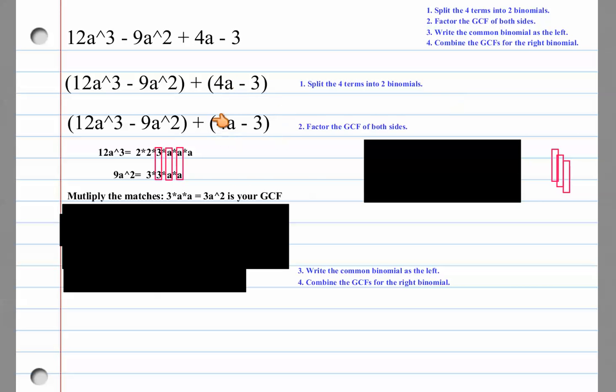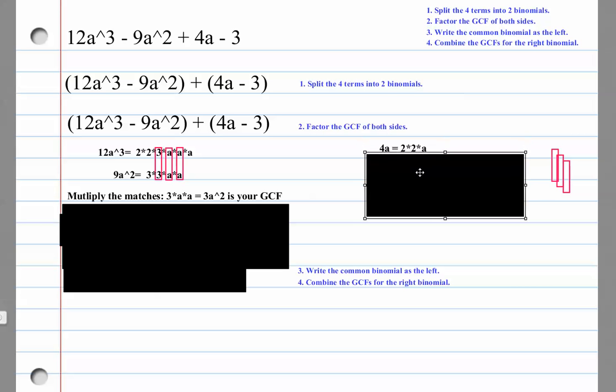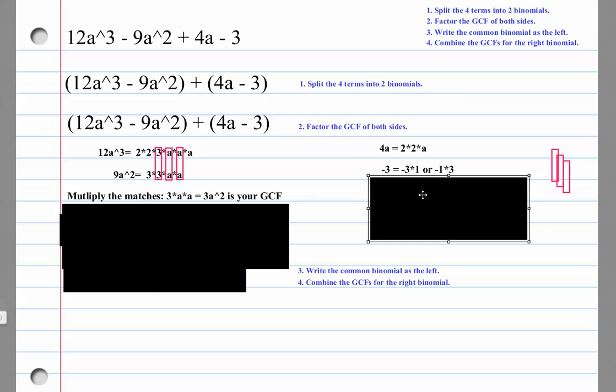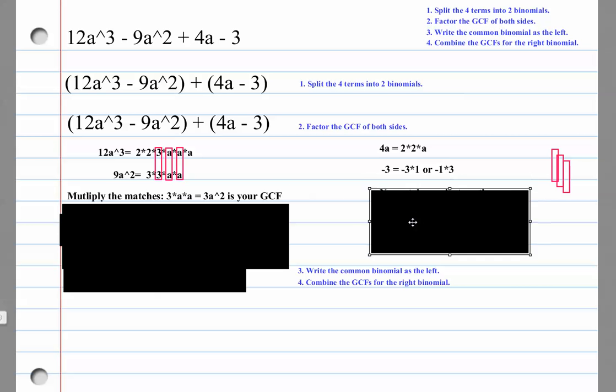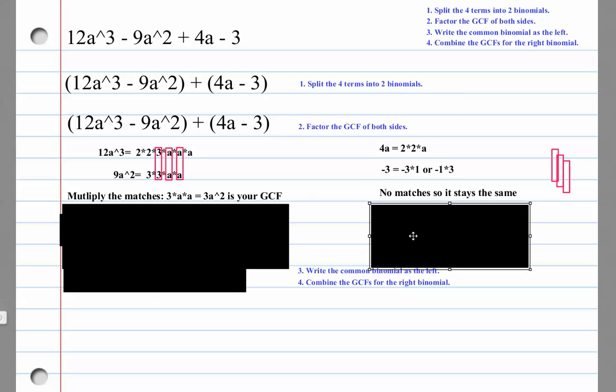Now you're going to move on to the right-hand side and find the GCF of this side. So for this example, for 4a, you're going to break it up into the prime factors just like you did for the other side. So that's 2 times 2 times a. And then negative 3 can either be negative 3 times 1 or negative 1 times 3. And because there are no matches on this right-hand side, you're just going to keep it exactly the way it is. So 4a minus 3 is the lowest factors between the two, so you do not change it. 4a minus 3 is what's left over.